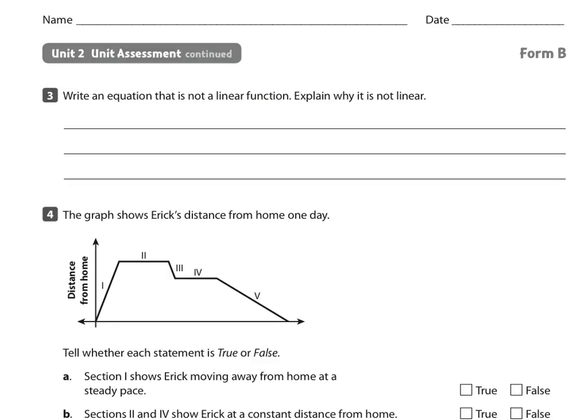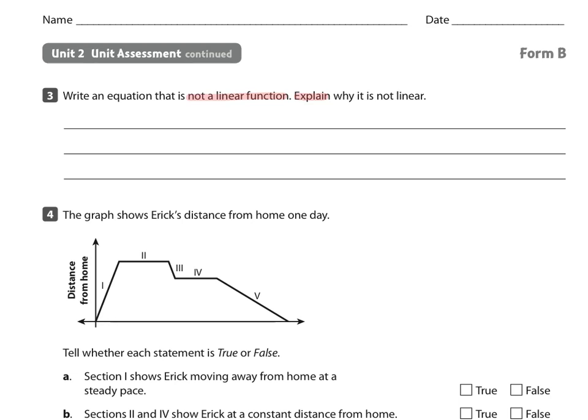Question number 3 says, write an equation that is not linear. So we're going to be paying attention to an equation that is not a linear function. And then it tells you to explain why it's not linear. Okay? So we actually need an equation. That means that you're going to have y equals some x.